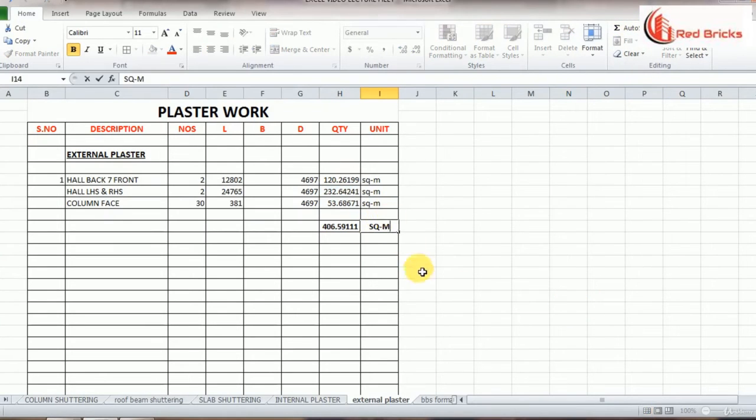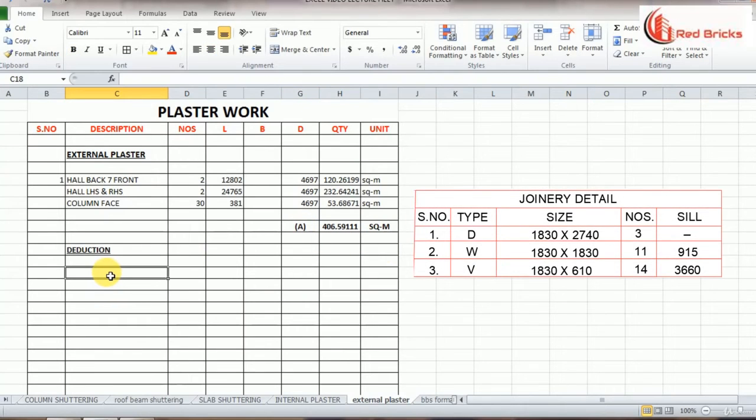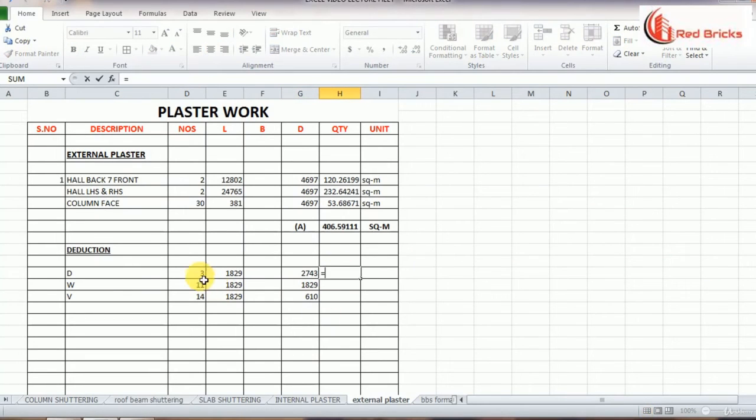Now let us calculate the deductions part. Here we have the joinery details and we will take these details to the table. We will find its quantity by multiplying its number, length and depth. Do convert its quantity to square meters by dividing it by 1000 squared. We will add the total deductions. Therefore, the actual plaster work to be done is equal to total plaster work A minus total deductions B.